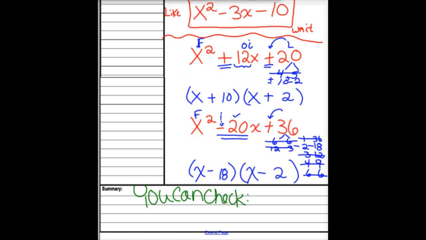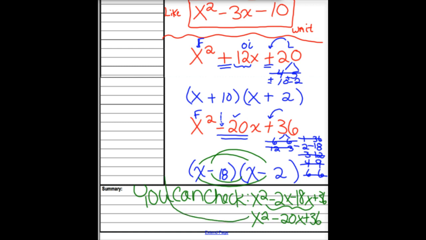by foiling. So let's do that. First, outside, inside, lasts. And these combine to give me a minus 20. And you'll notice that I must have factored it correctly. So those are the kind that we did in the previous section.